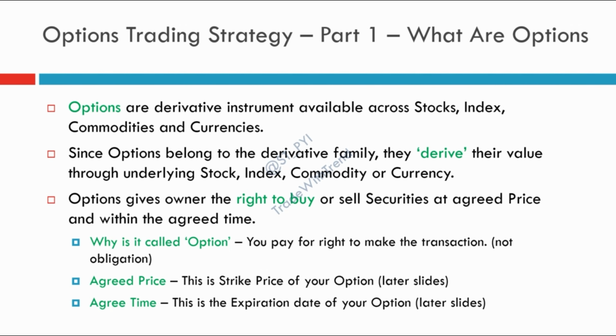Options, why is it called an option? Because it gives you the right to buy or sell at an agreed price. You don't have an obligation to do so, which is why the word option was coined. The agreed price and agreed time, that is something I'll come to in the next slide.